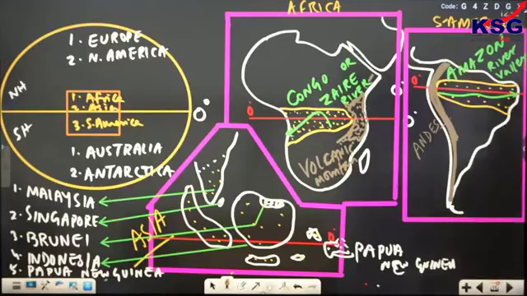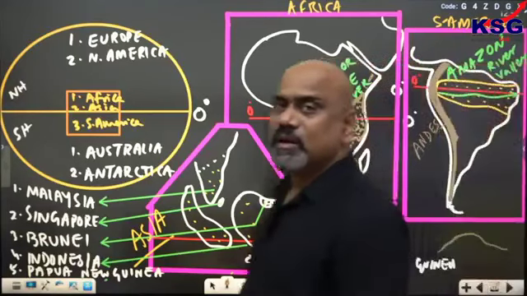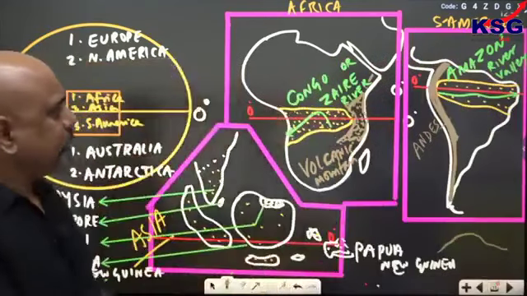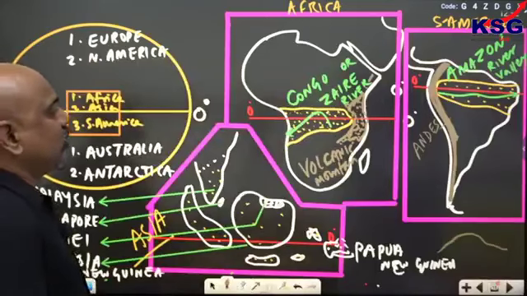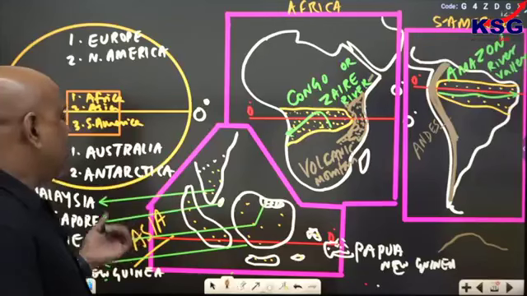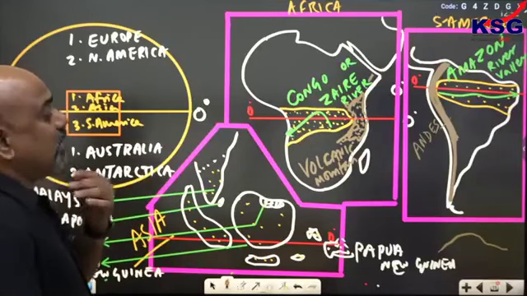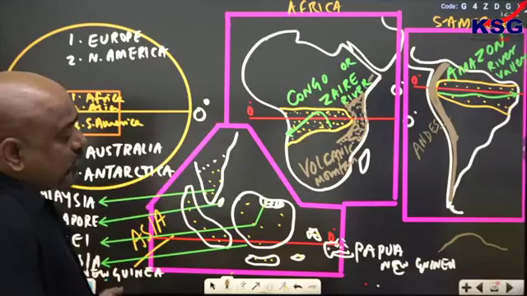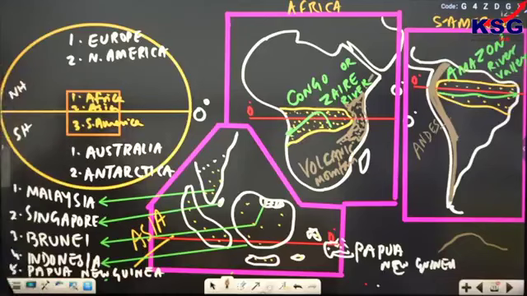Whenever there is change in the altitude, Altitude अगर बढ़ेगा, height अगर बढ़ता है कहीं पे, तो what happens here? Because of that also climate will change because temperature will decrease. Decrease in temperature will be there. That's the cause.